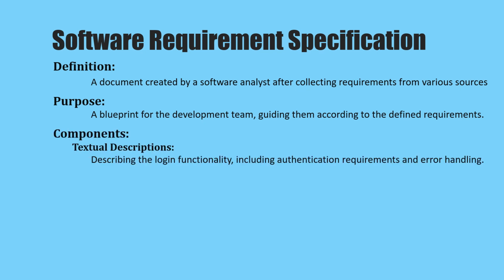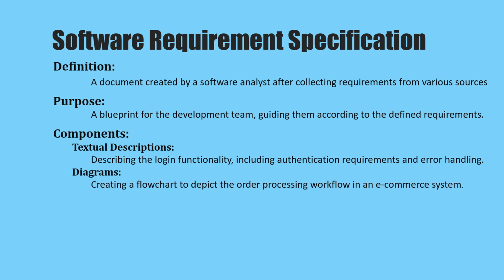Purpose: the goal of requirement specification is to articulate the requirements in a format that is understandable to all stakeholders, including developers, testers, project managers, and end users. It serves as a blueprint for the development team, guiding them in building software according to the defined requirements.